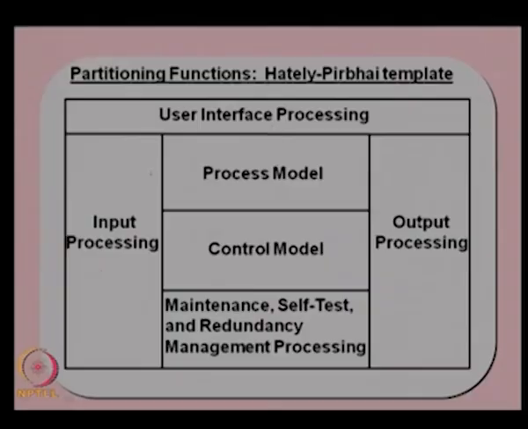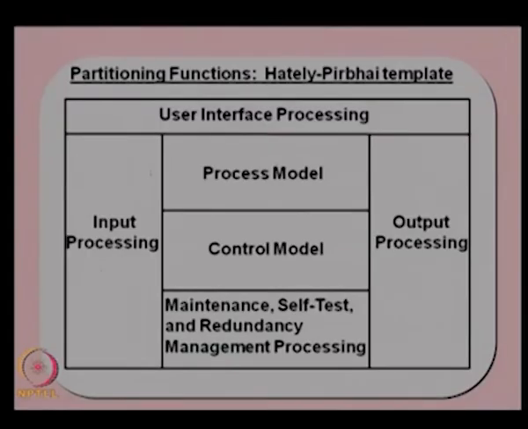So, every function you take, divide it into 5 sub functions: user interface processing, input processing, maintenance and self test, and then output processing. This way we keep on doing these divisions, and we will reach the final functional architecture, or we will get all the sub functions at the end of this processing. We will take one example and see how to do this division or decomposition of functions.